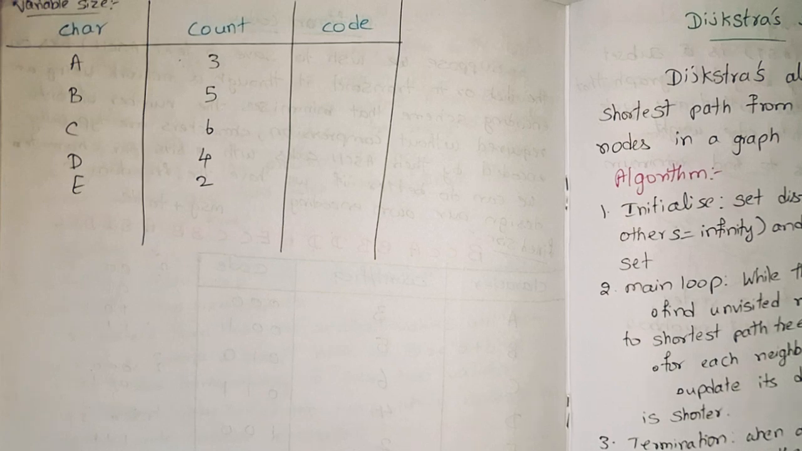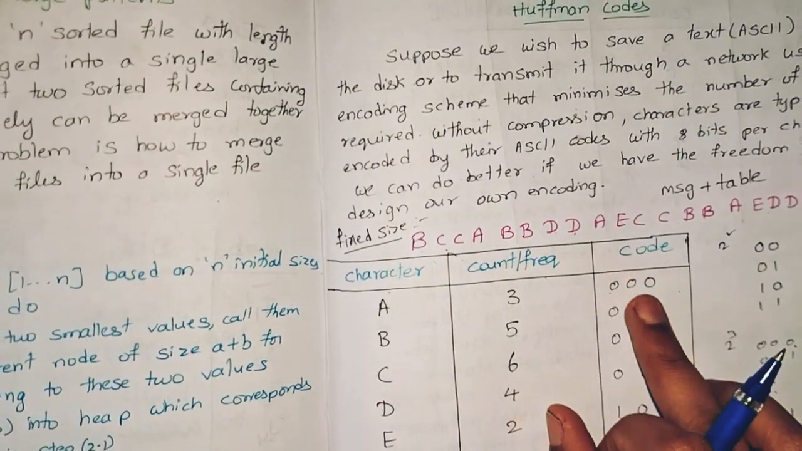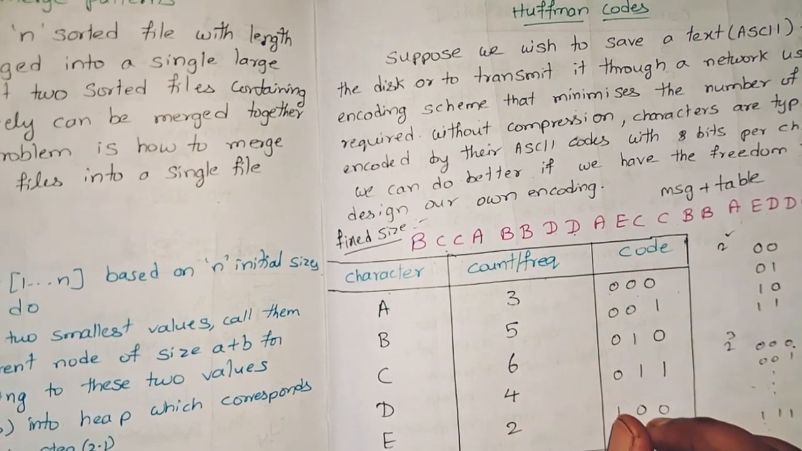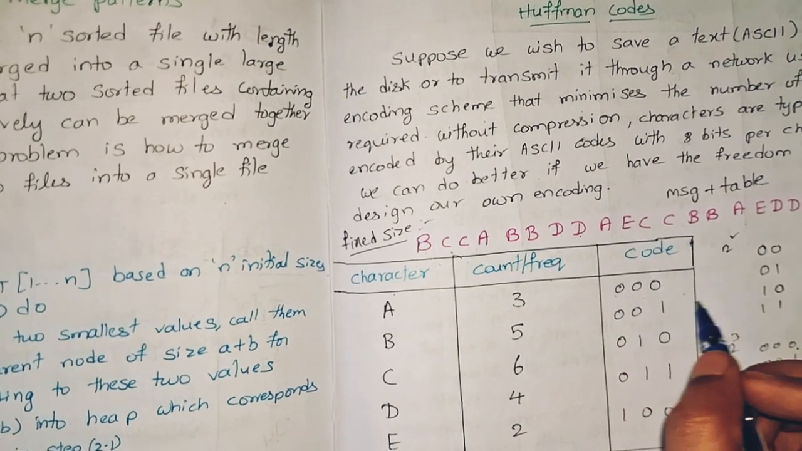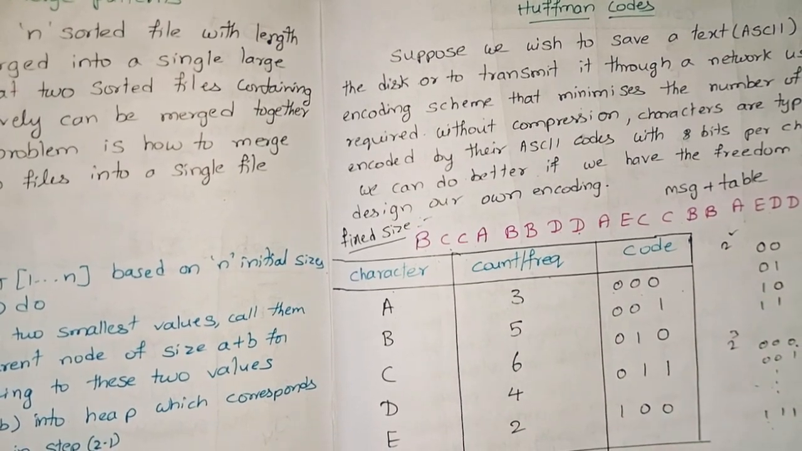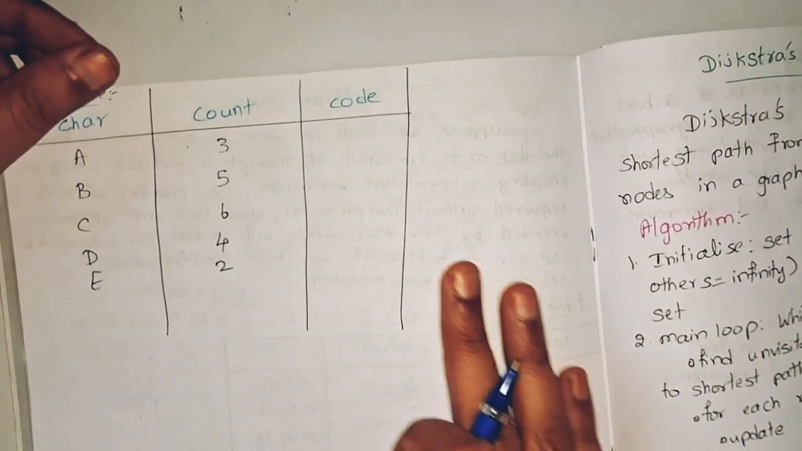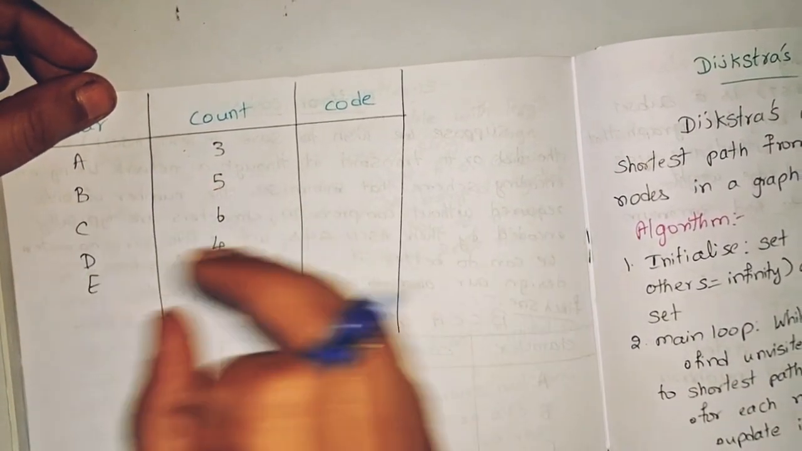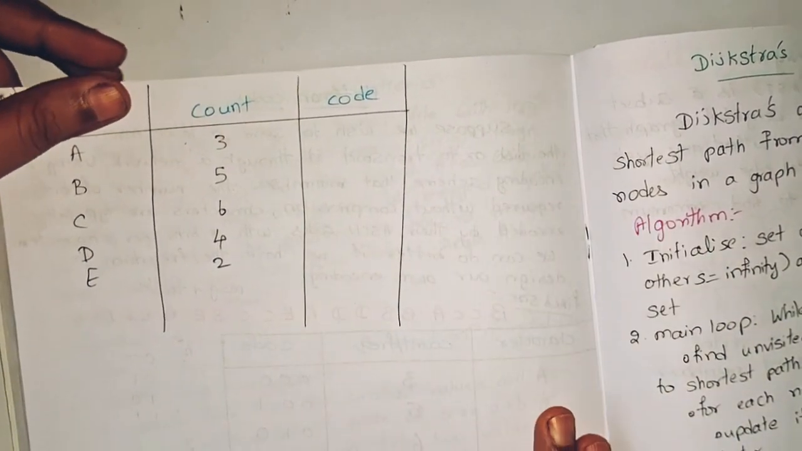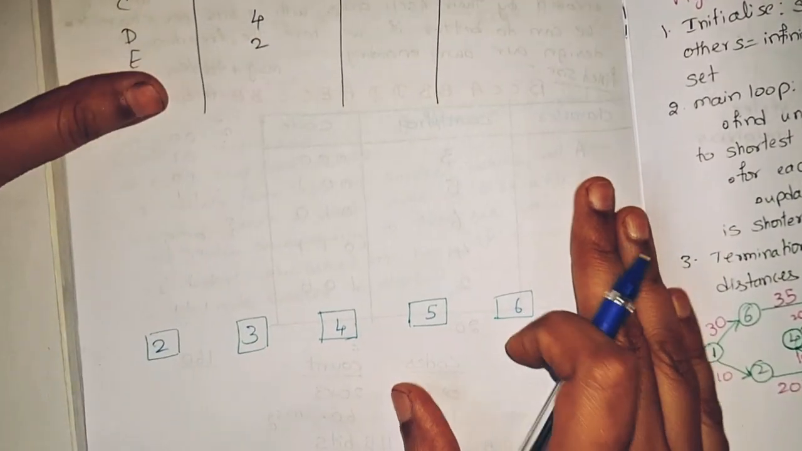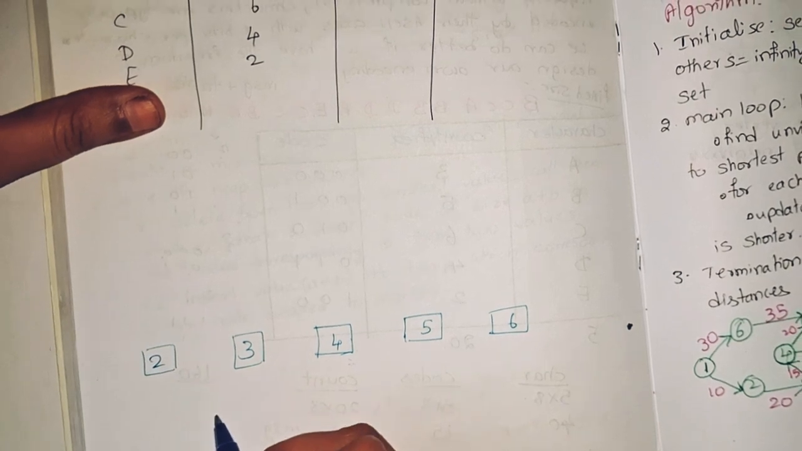So here we have seen the fixed size encoding, right? But every time the code may not be fixed size. Sometimes it may be variable size also. So if there is variable size coding, we will see how it will be. Here the message is the same, and we are going to code it for the variable size. In the case of the optimal merge pattern, we merged the numbers in the list. Similarly here we are going to merge the numbers in the given list.